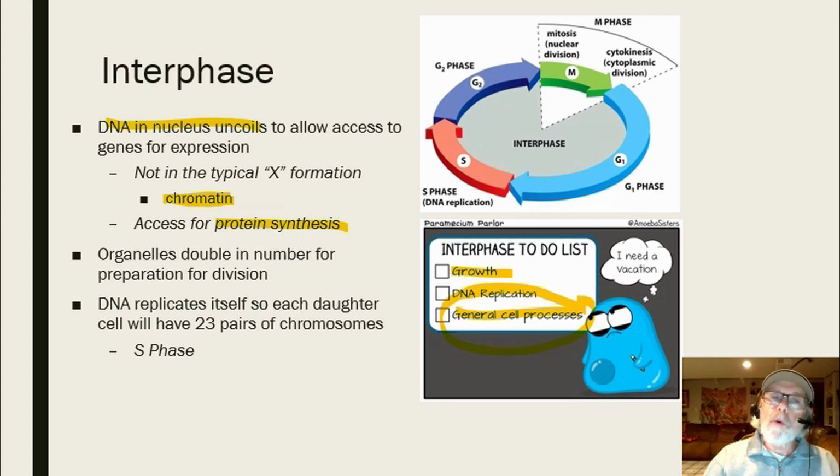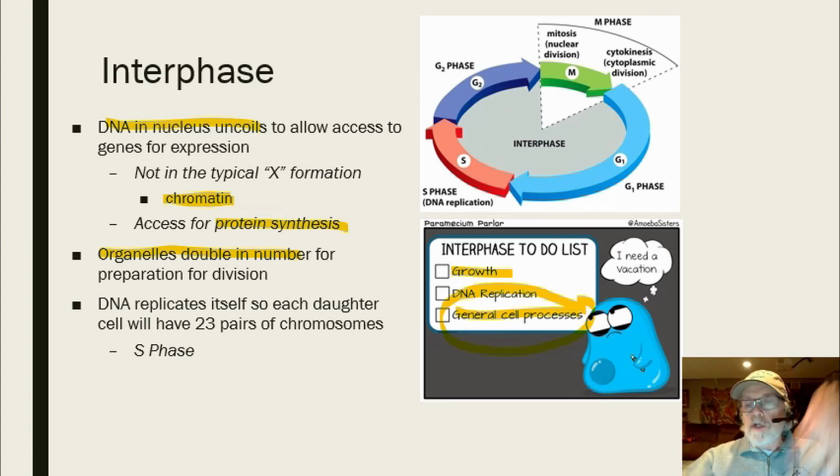What we also find in interphase is the organelles double in number. The idea is if I want to make two cells, I have to increase the product that I'm turning out. So all these organelles that we talked about, mitochondria, the endoplasmic reticulum, the Golgi, the ribosomes, everything else, they have to increase, so that when they divide, there's enough of each to go to each cell.